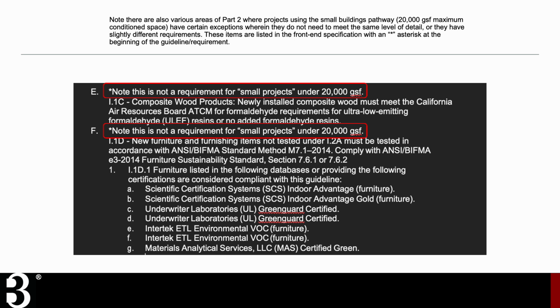For those that are fairly new to B3 as well, there is a small projects compliance pathway for projects that are under 20,000 gross square feet. And so you'll see a number of these items that have an asterisk before them, just noting that they don't apply to small projects. So if you have a project that's under 20,000 square feet, these sections do not likely apply to your project. If your project is above that threshold, then they would need to apply.